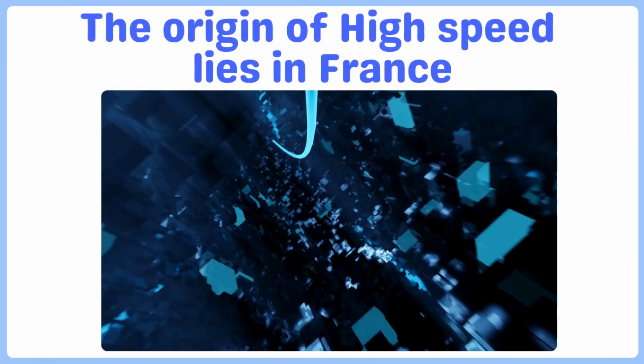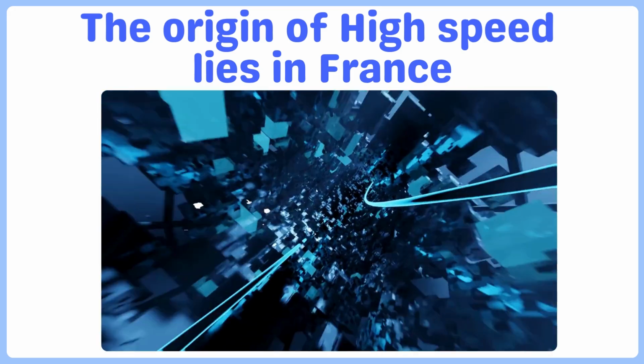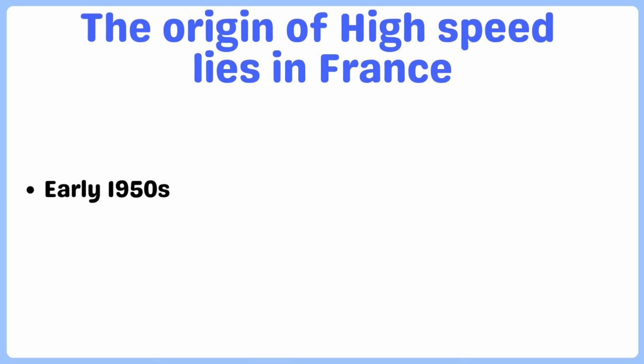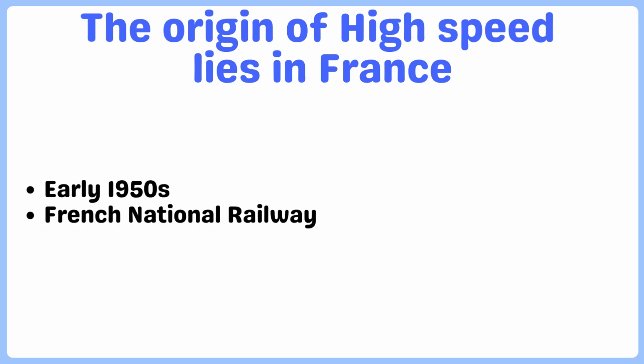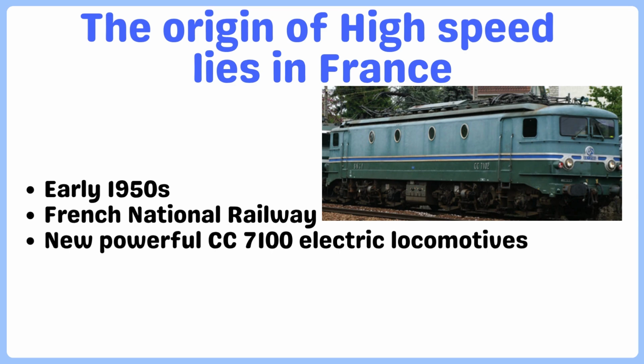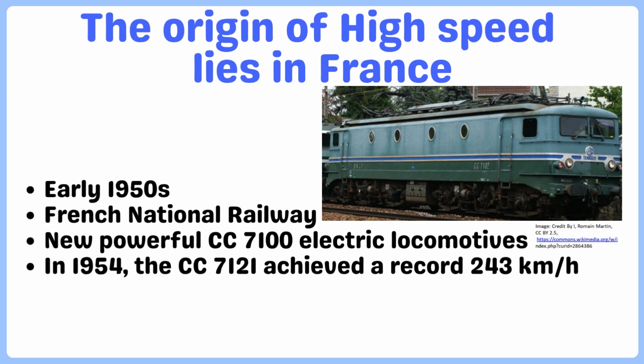Yes, the origin of high-speed trains lies in France, where the efforts started during the early 1950s. When the French National Railway started to receive its new powerful CC7100 electric locomotives from Alstom with a power rating of 3,450 kilowatts, in 1954 the CC7121 locomotive hauling a full train with unmodified equipment achieved a record 243 km per hour during a test on standard gauge track.